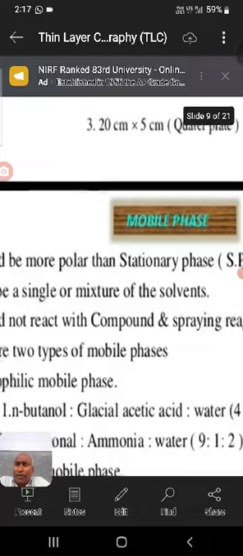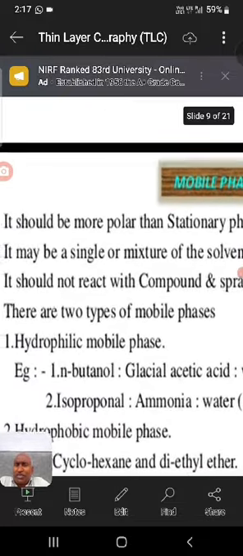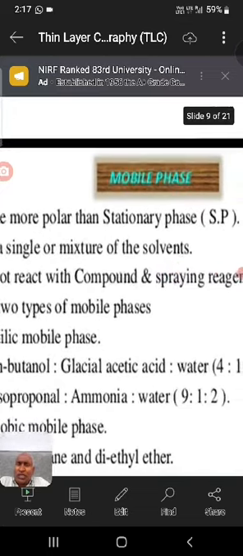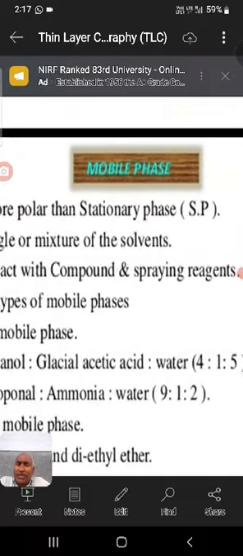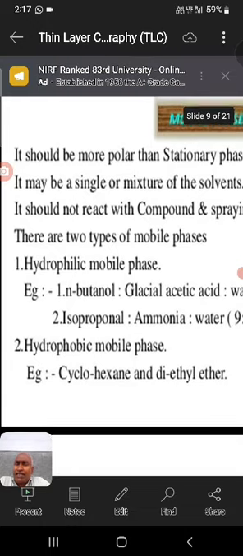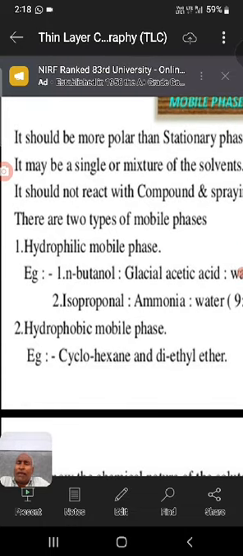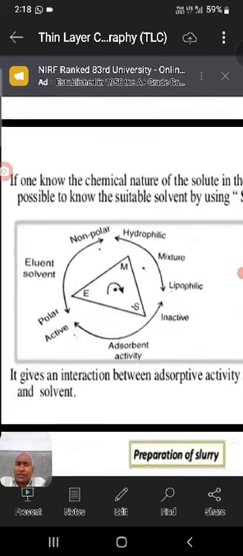Mobile phase. First, the mobile phase should be more polar than the stationary phase. Second, it may be a single solvent or a mixture of solvents. Third, it should not react with the compound and the spraying reagents. Fourth, there are two types of mobile phases, the hydrophilic mobile phase and the hydrophobic mobile phase.